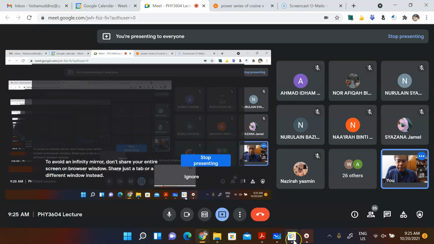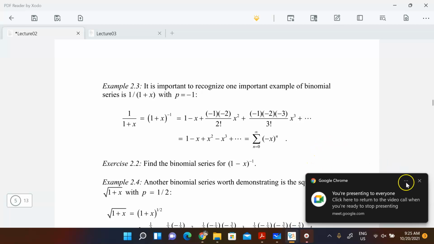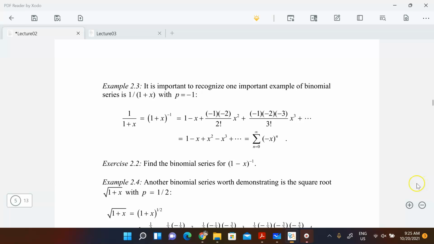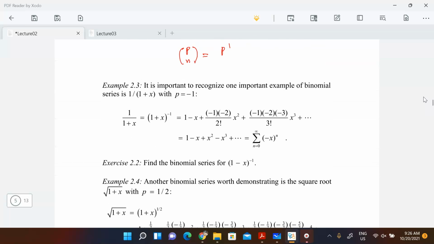No one? So you can still use the formula for the binomial, and the way to do it is to just simply use it without really thinking. So you remember what it is. So Pn is what? Pn is p factorial, and then n factorial, and then p minus n factorial.